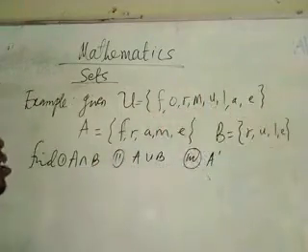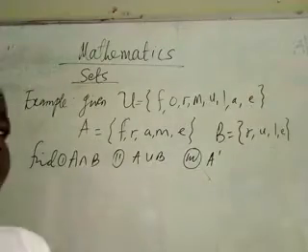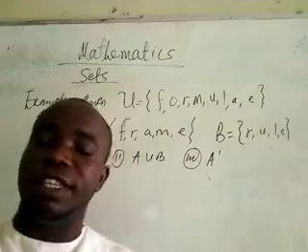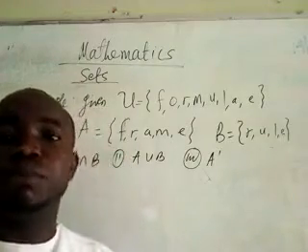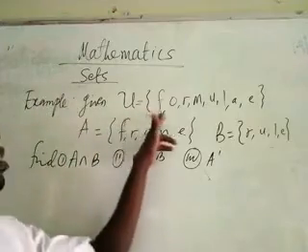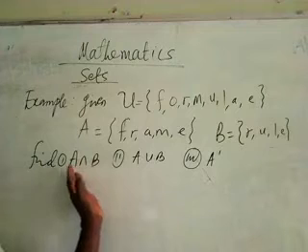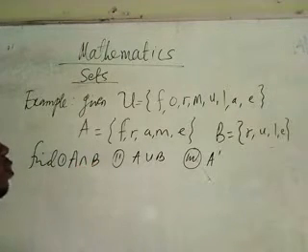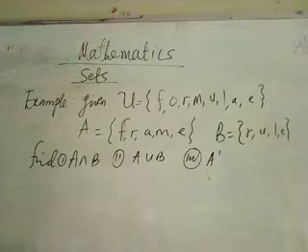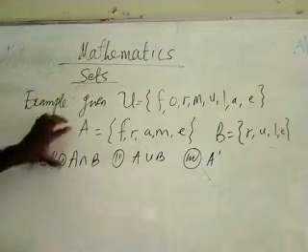F-O-R-M-U-L-A-E. These are the elements of the universal set. The universal set is a set that contains all the elements required for a particular problem. So this universal set contains all the elements that this question is going to ask you about. Are you getting it? Now we want to use this universal set to solve this particular problem.